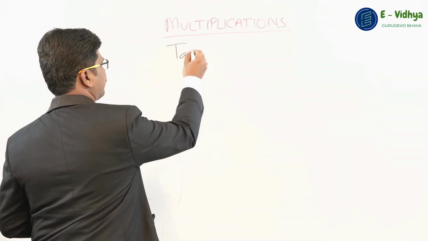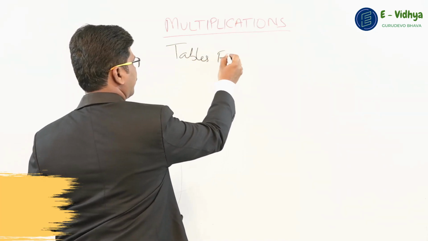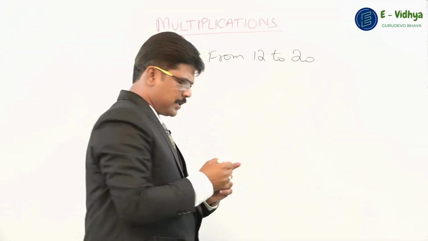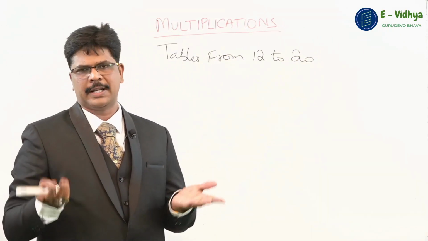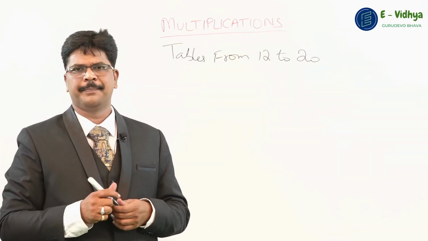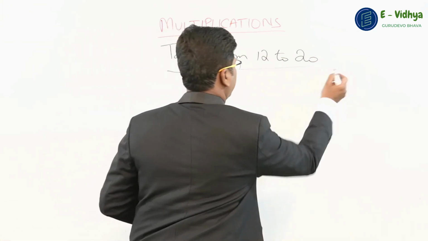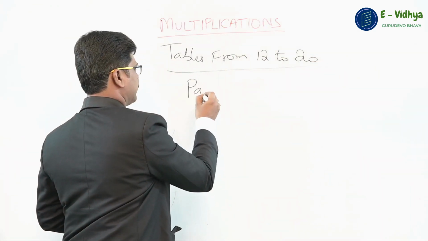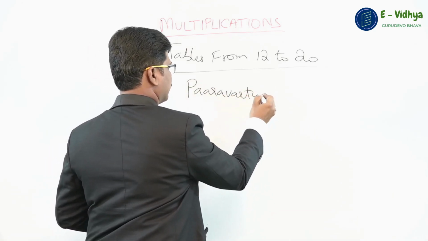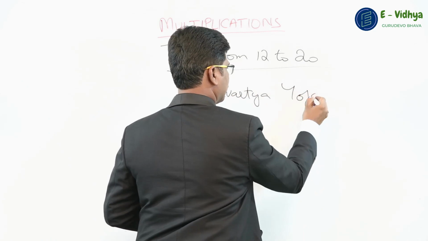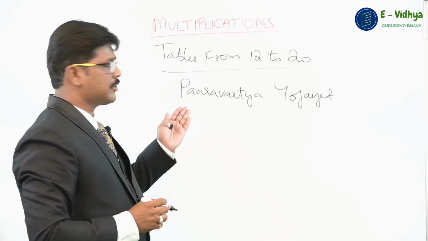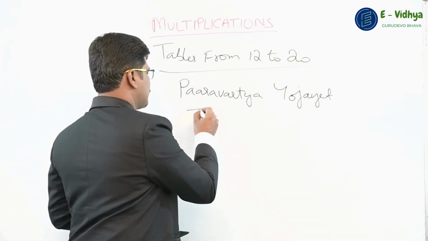Tables from 12 to 20, because the table of 10 is very easy, it's quite natural. Table 11 also is very natural, right? But from 12, hardly any children know the tables, right? Now here we apply a technique called the Paravartya Yojayet. This is actually the Sanskrit name. The English translation is transpose and apply.